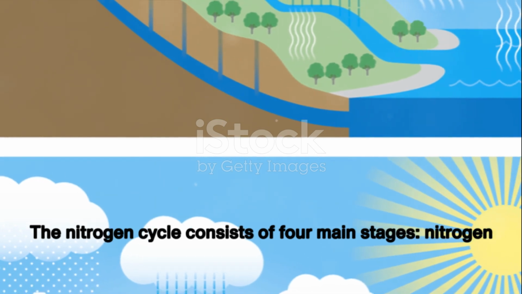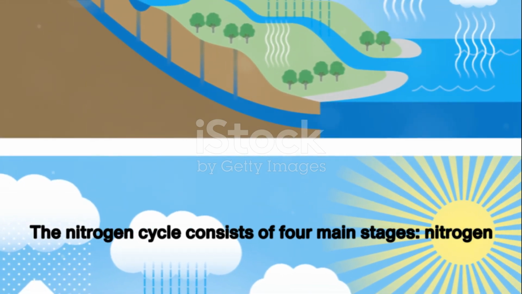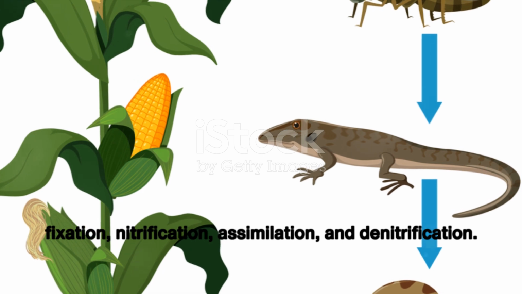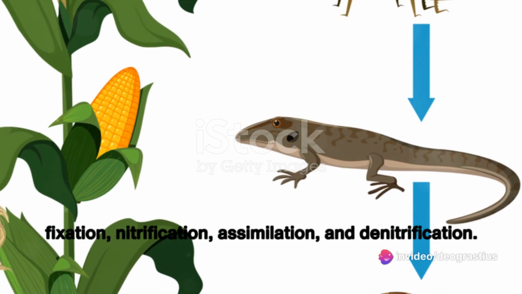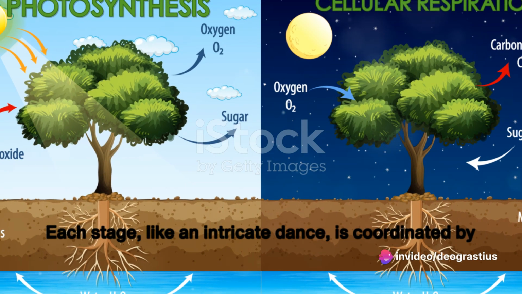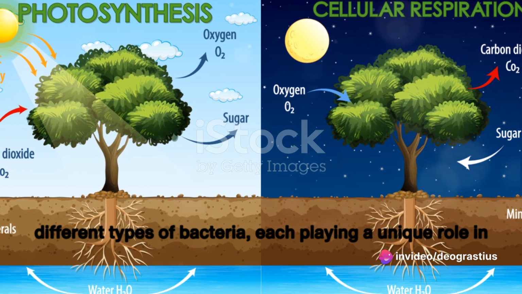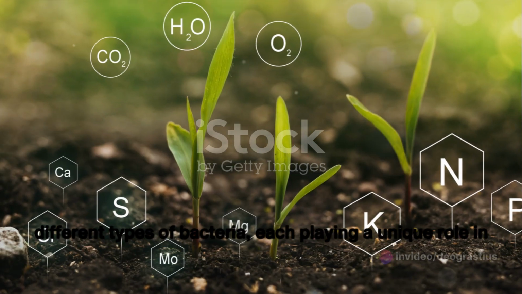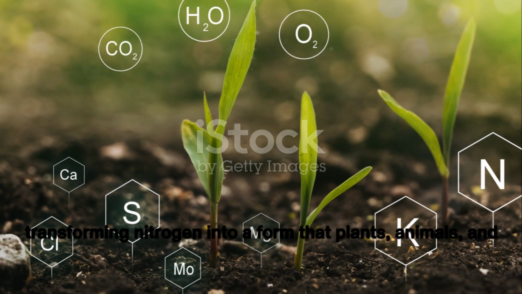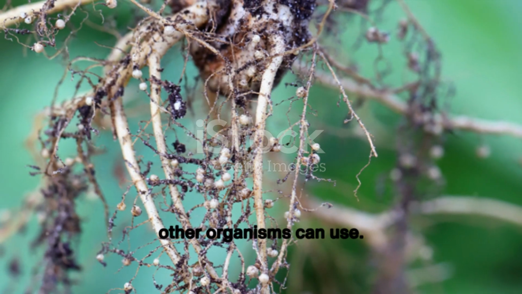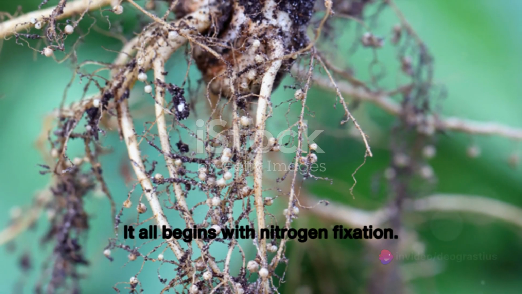The nitrogen cycle consists of four main stages: nitrogen fixation, nitrification, assimilation, and denitrification. Each stage, like an intricate dance, is coordinated by different types of bacteria, each playing a unique role in transforming nitrogen into a form that plants, animals, and other organisms can use. It all begins with nitrogen fixation.